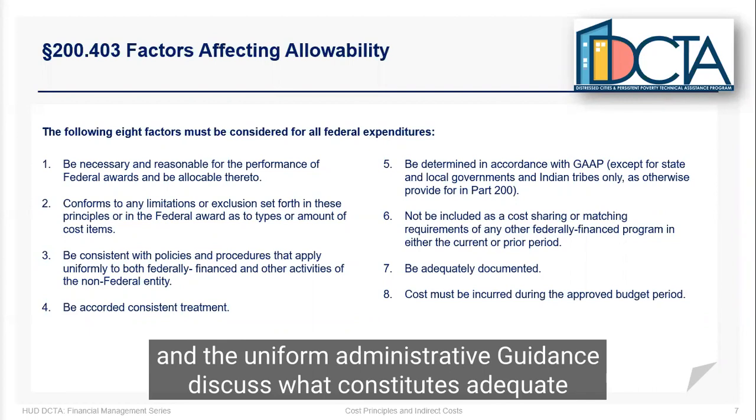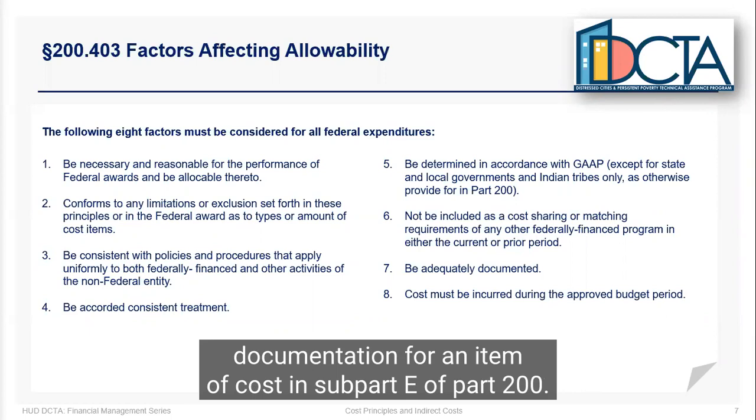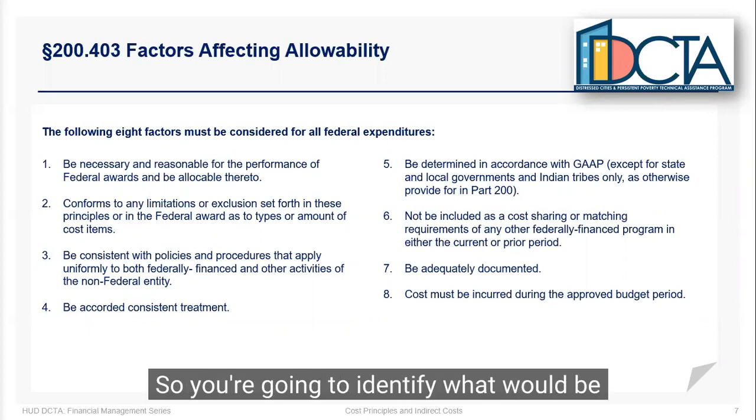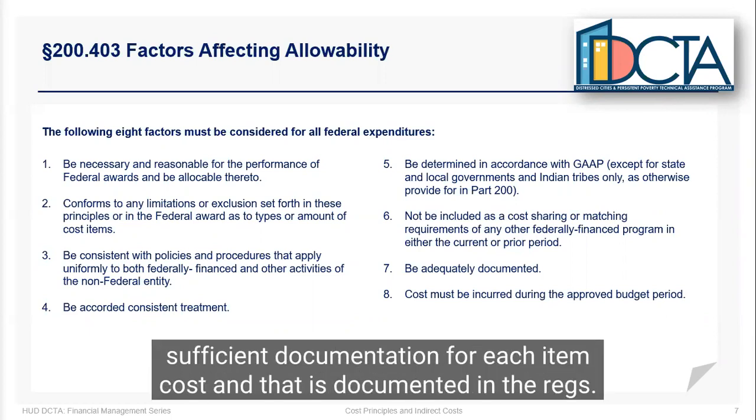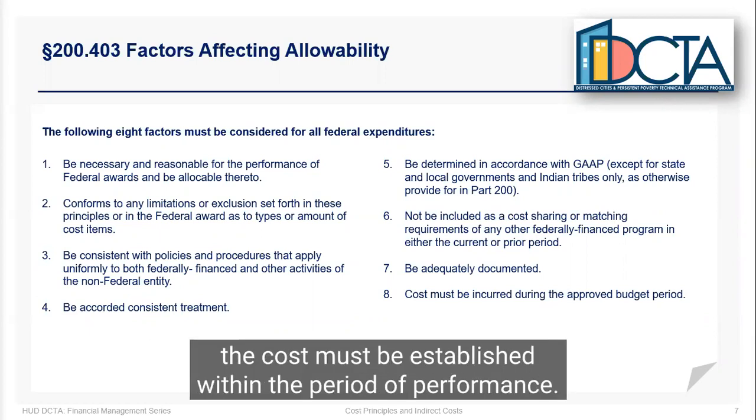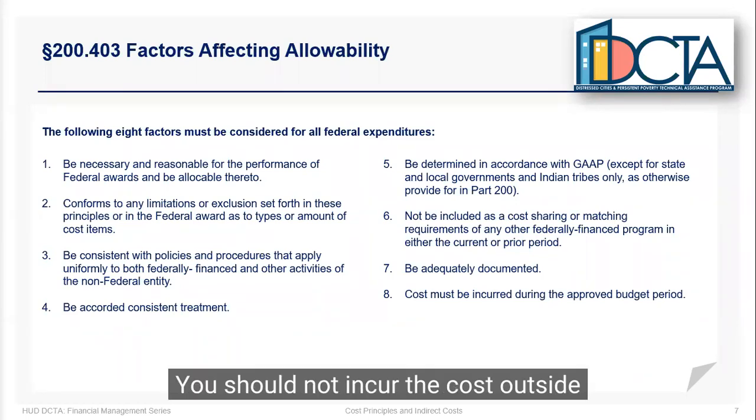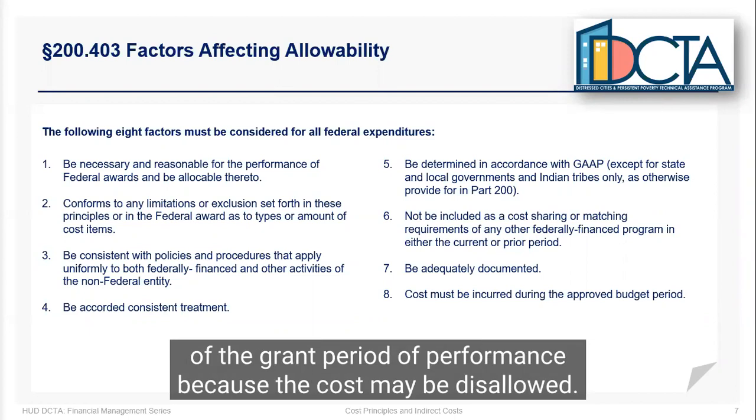The uniform administrative guidance discusses what constitutes adequate documentation for an item of cost in Subpart E of 2 CFR Part 200. So you can identify what would be sufficient documentation for each item of cost, and that is documented in the regs. And then finally, number eight, the cost must be established within the period of performance. You should not incur the cost outside the grant period of performance because the cost may be disallowed.